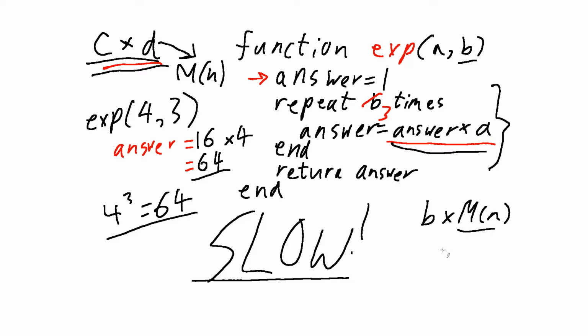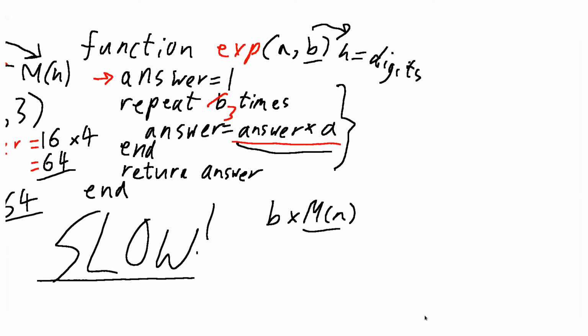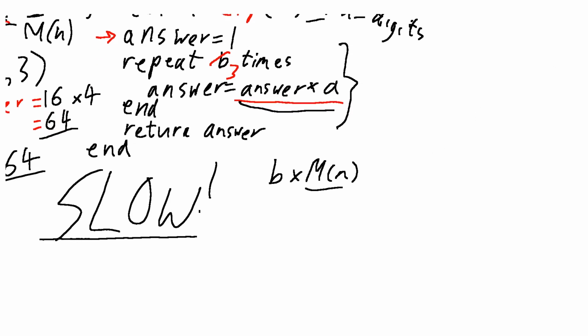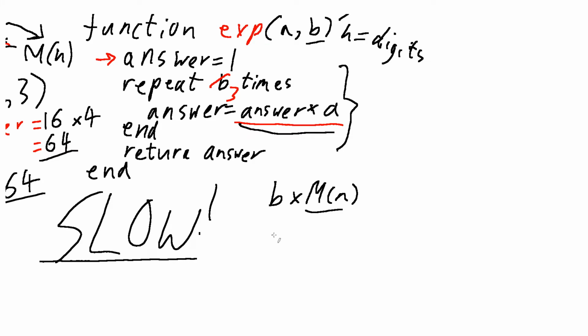Now, we want this in terms of n, in terms of the amount of digits in these numbers, so n equals digits. And we want time complexity in terms of digits because that's what we operate on. As the digits increase, the amount of time it takes to execute something generally increases. So we want a time complexity in terms of n, in terms of digits. So how many digits are in b, in a number?